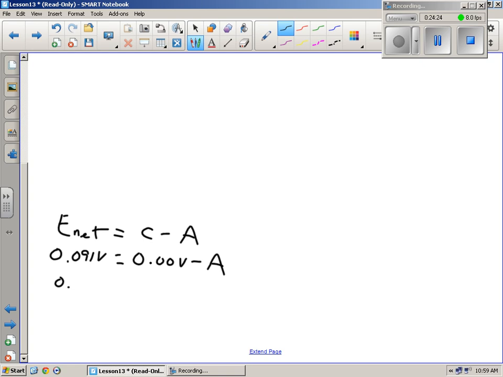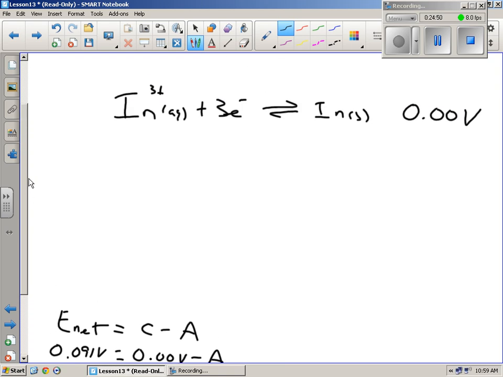Well, let's see. 0.091 volts equals a negative A. I guess A, therefore, would be negative 0.091 volts. Okay? What is A in this particular reaction? It is my nickel half cell, right? So we need to write it as a reduction, because we always write them as reduction. We've never done anything opposite of that, so don't start now. I would say somewhere here, I don't know where exactly, but Ni2+ and 2 electrons is going to give me Ni, and that'd be a negative 0.091 volts.